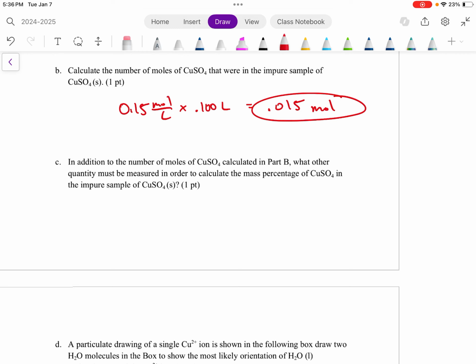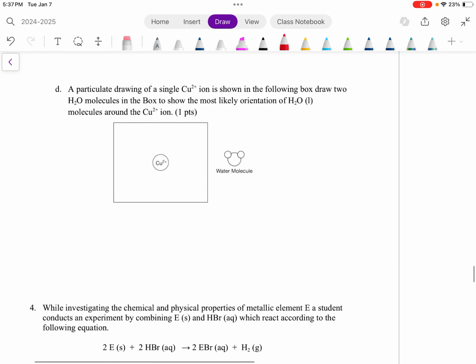Okay, last part. In addition to the number of moles of this, what other info would you need in order to calculate the mass percent? So the best answer here was that you're going to need the total mass of the substance with the impurity. In order to get to percent, you need the total, right? So you need the total mass there.